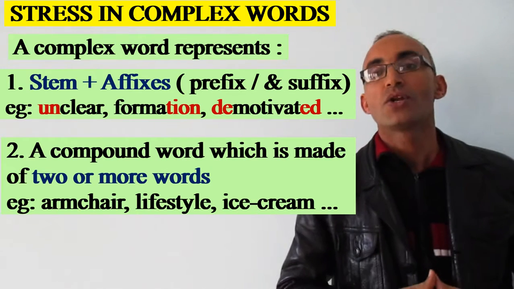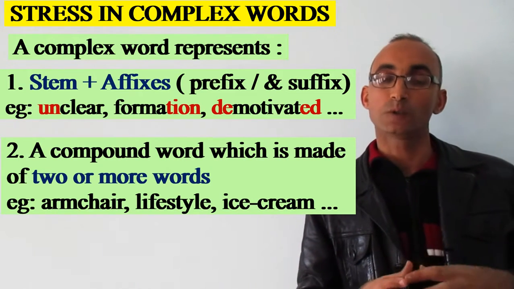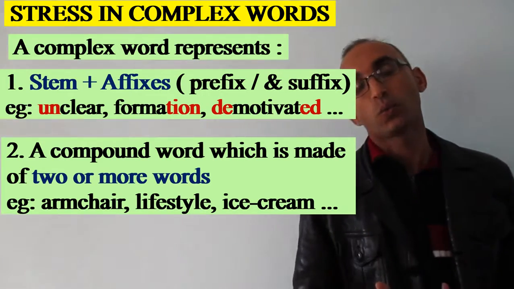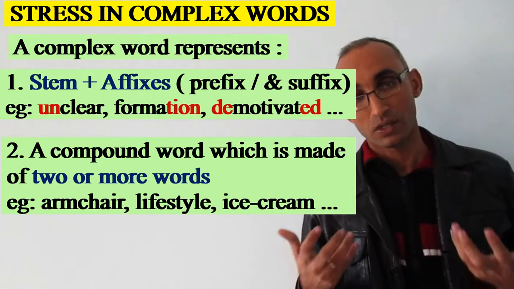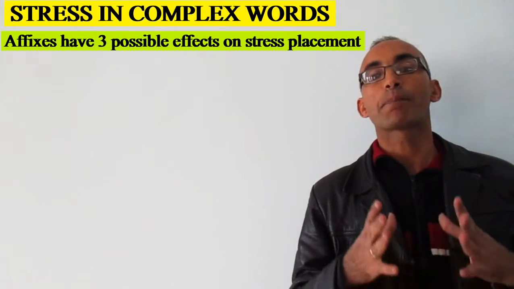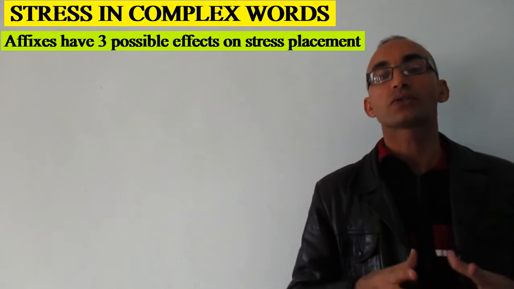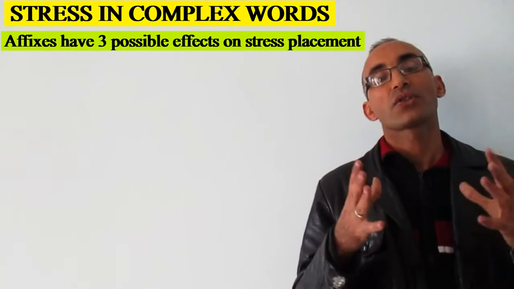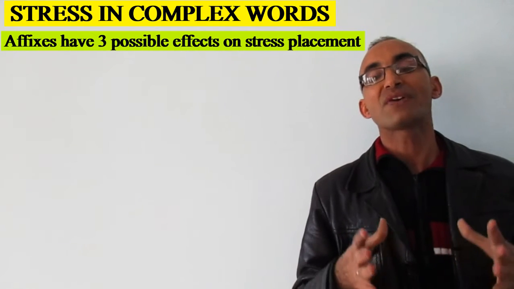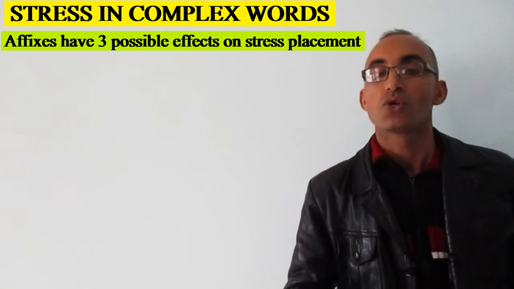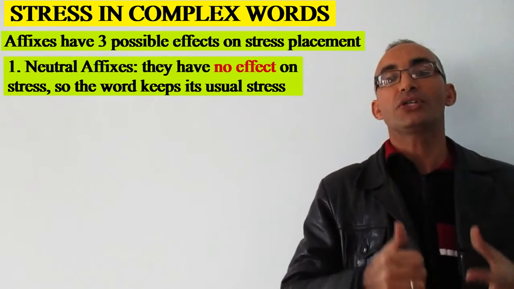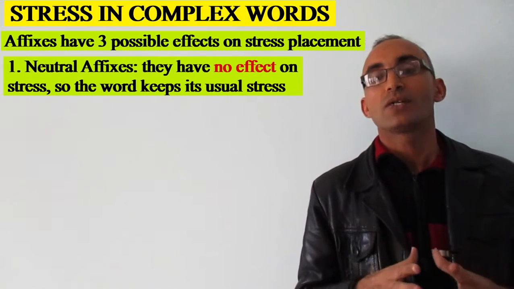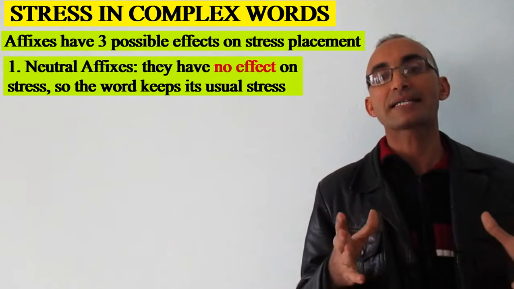Right, good. Now, these affixes, I mean prefixes which come at the beginning of the words, and suffixes which come usually at the end of the words, have three possible effects on word stress. Clear? So, affixes, whether prefixes or suffixes, have three possible effects on stress placement. The first effect, they can be neutral affixes. Clear? Neutral affixes. It means they have no effect on stress in the word.